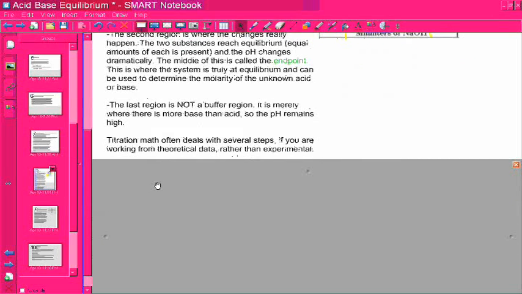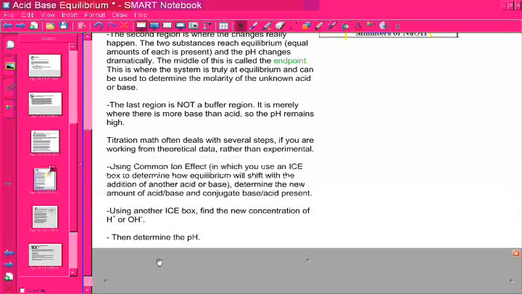Titration math often deals with several steps if you're working with theoretical data rather than experimental. What we have in that graph is experimental data. If you're given the amounts added after a certain amount of time and something like that, you're going to have to work with math. Use the common ion effect to determine the new amount of acid or base and conjugate acid or base present. Using another ICE box, find the new concentration of H+ or OH-, then determine the pH.